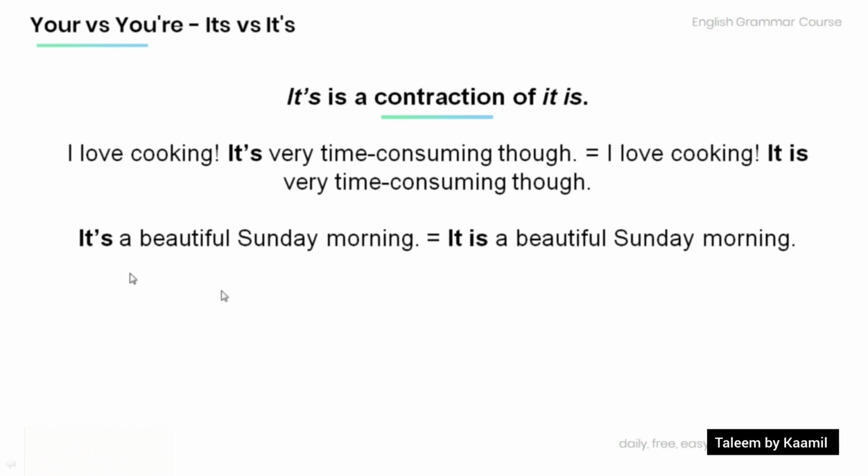And it's is a contraction of it is. Have a look at the examples below. I love cooking. It's very time-consuming though. This sentence is equivalent to I love cooking. It is very time-consuming though. It's a beautiful Sunday morning. Equivalent to, it is a beautiful Sunday morning.